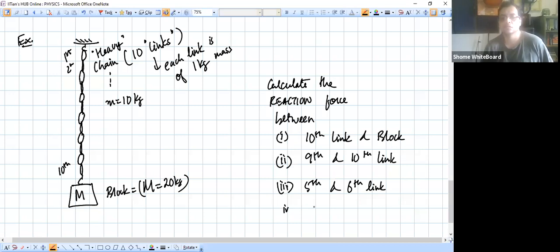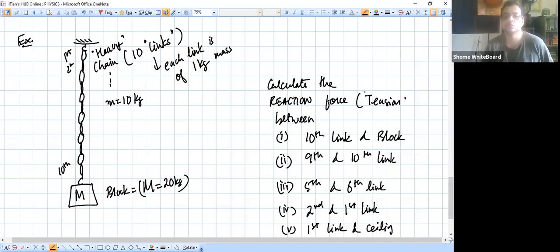Then the second and first link, and the first link and the C link. Okay, so that reaction force that exists, that itself will be the tension over here. For a chain, that sort of reaction force that acts between one link and the next link, or the next point of attachment, that is what we call tension, because it acts along the length.